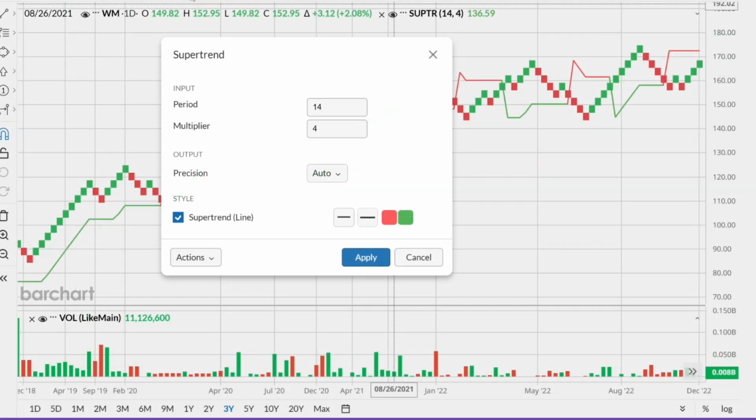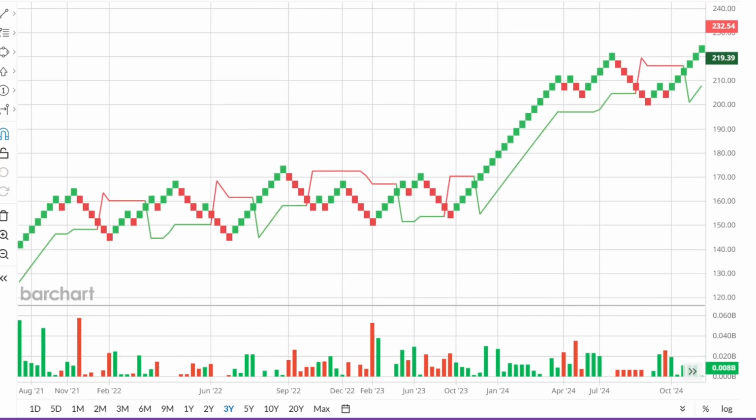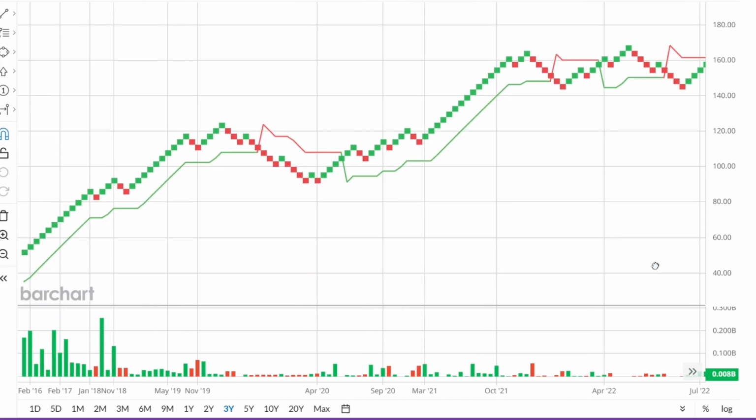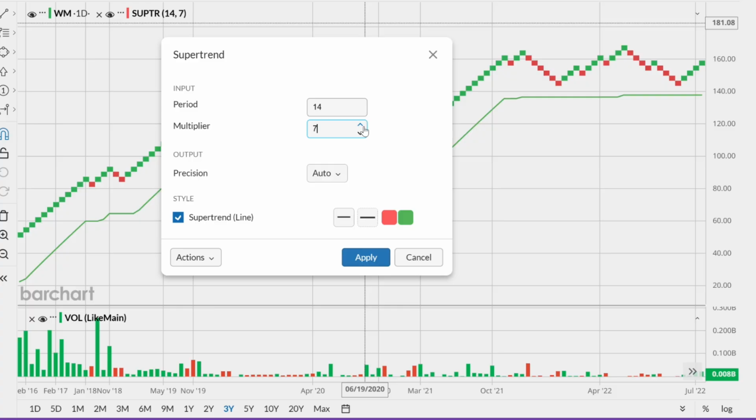What makes Supertrend especially useful is the multiplier. If you set a higher multiplier, you get a bigger buffer. That means fewer trades, longer holds, and more chances to let your profits run. If you use a smaller multiplier, you'll get more frequent trades, but you may catch shorter swings.